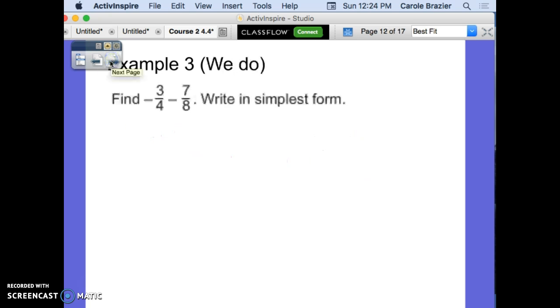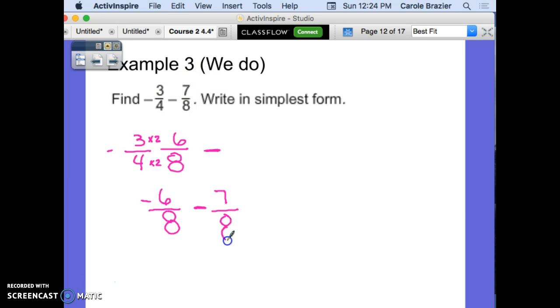Okay? One more example. Negative 3/4 minus 7/8. So my 3/4, if I take that to a common denominator, it's going to have an 8. 4 times 2 is 8, so 3 times 2 becomes 6. So my new fraction becomes negative 6/8. I'm subtracting, so I'm going to leave that the same. And this fraction doesn't have to change because it already has an 8 in the denominator. So negative 6/8 minus 7/8.